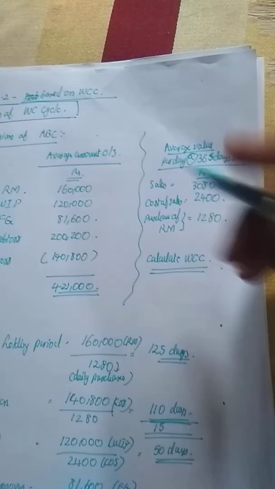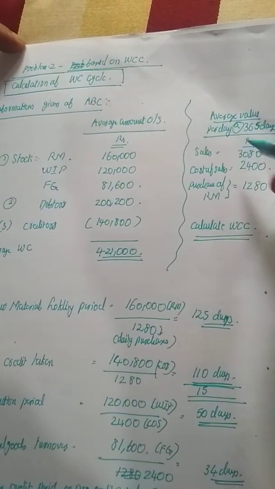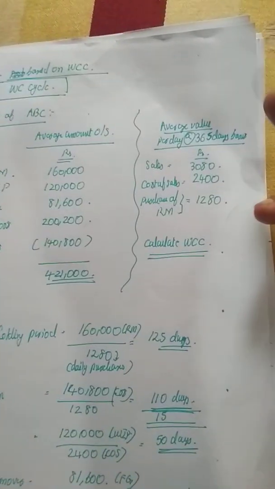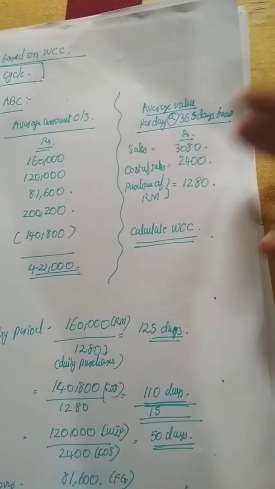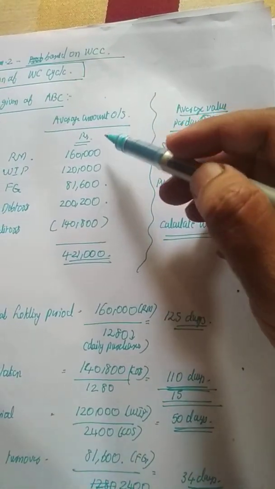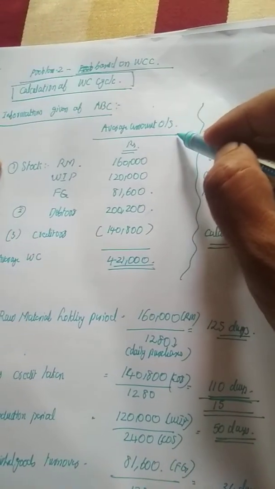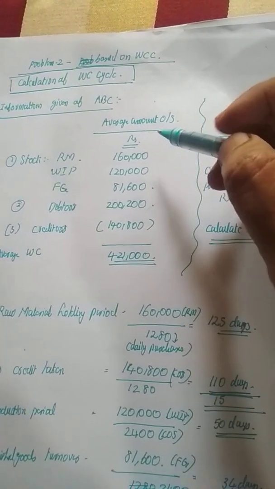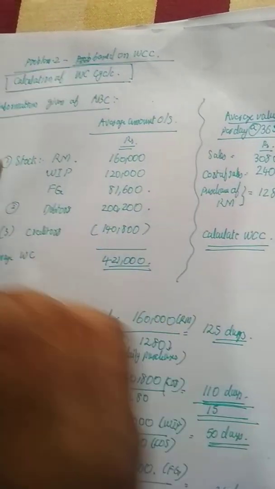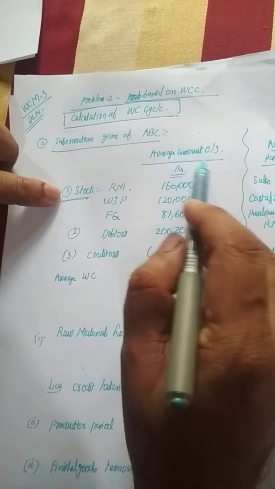In this set of problems, the information given usually will be regarding certain extracts of the working capital cycle. From that we have to calculate the working capital cycle. Let us check what information is given. Average amount outstanding of certain current assets and current liabilities are given. See, inventory, average amount outstanding.